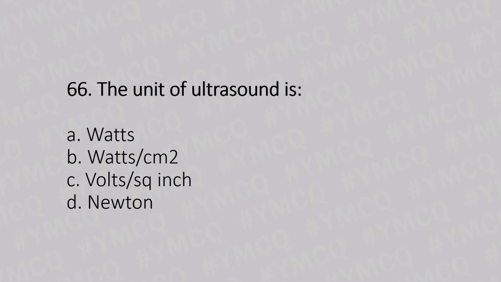Moving to our 66th question, the unit of ultrasound is option A, watts, option B, watts per centimeter square, option C, volt square inch, option D, Newton, and the answer is option B, watts per centimeter square.